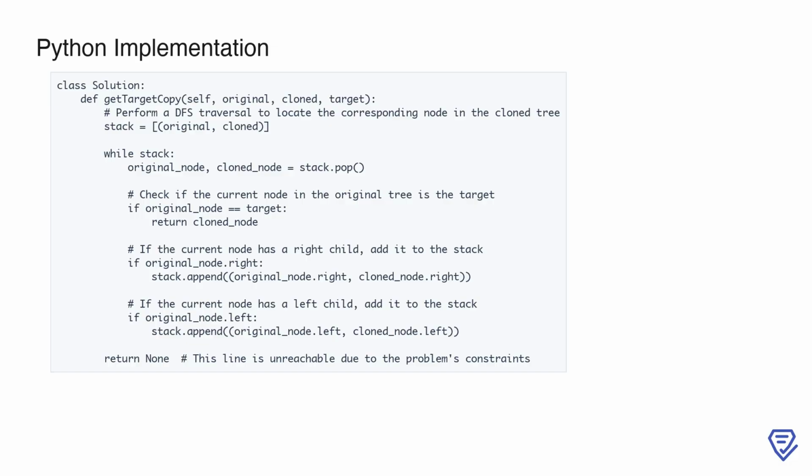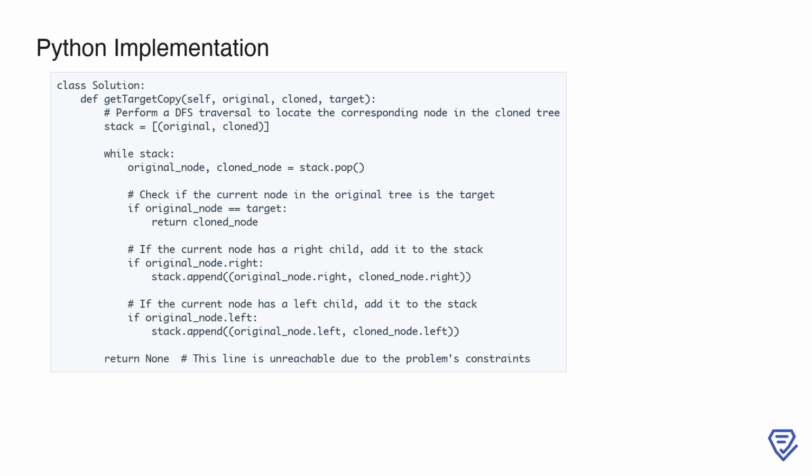If the current node is not the target, the algorithm continues traversing the child nodes. It first pushes the right child node pair, if they exist, onto the stack, followed by the left child node pair. This ensures that the traversal respects the DFS order. Notably, the problem guarantees that the target node exists in the original tree, so the algorithm will always find and return the corresponding node in the clone tree.